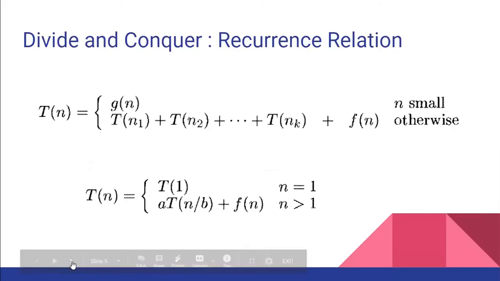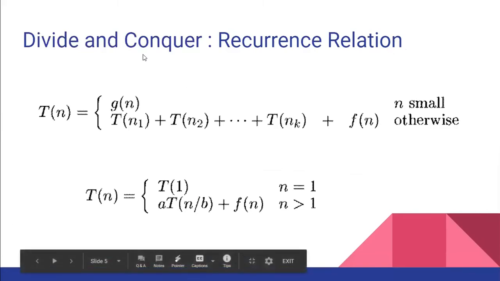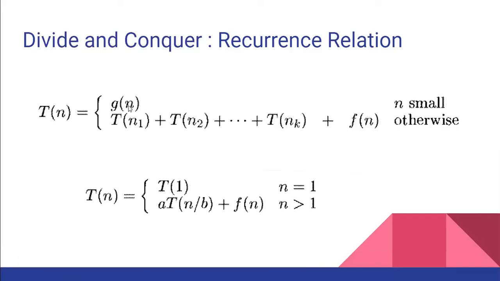Now, let us see the recurrence relation of divide and conquer. The recurrence equation of divide and conquer is given as T(n) = g(n). What is T(n)? T(n) is the time required for divide and conquer on any input size n. What is g(n)? g(n) is the time to compute the answer directly from the small input. So if n is small, time required is g(n).